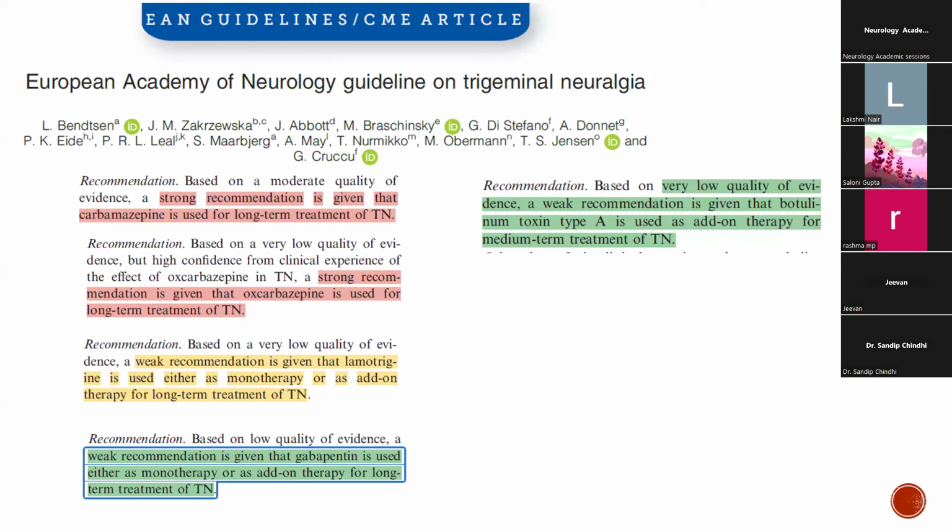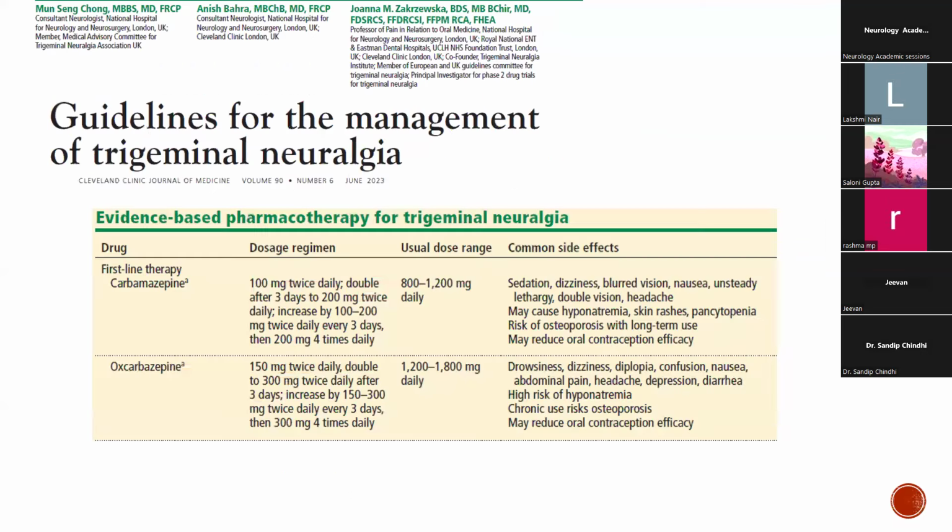The European Academy of Neurology 2019 guideline gives a strong recommendation for carbamazepine as well as oxcarbazepine, and a weak recommendation that lamotrigine be used as monotherapy or add-on therapy for long-term treatment of trigeminal neuralgia. There is also a weak recommendation for gabapentin as monotherapy or add-on therapy. They also recommend botulinum toxin, but with a very low quality of evidence.